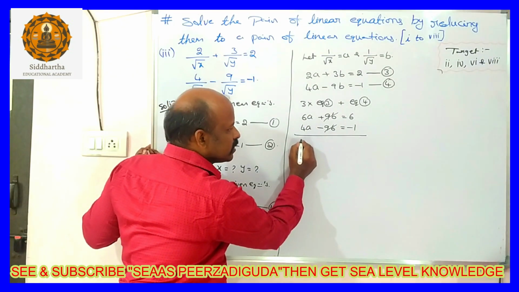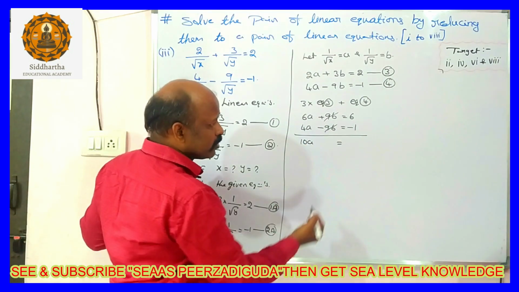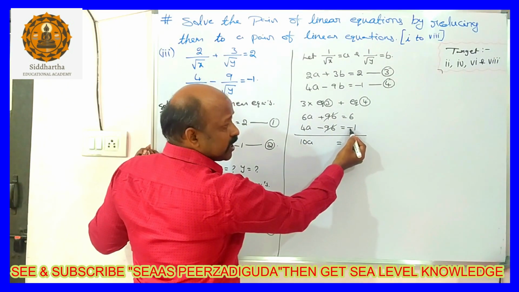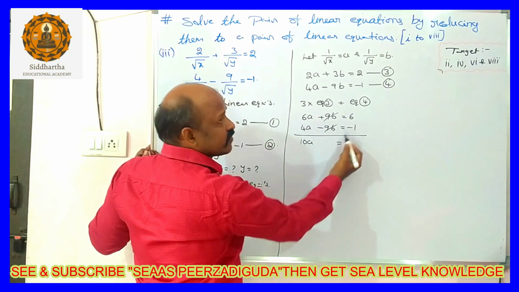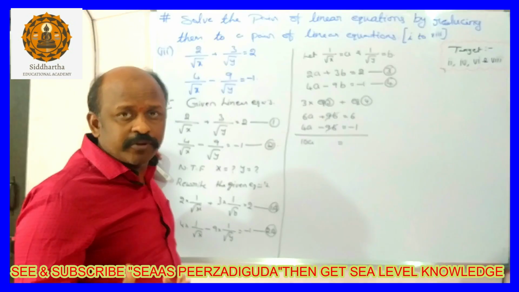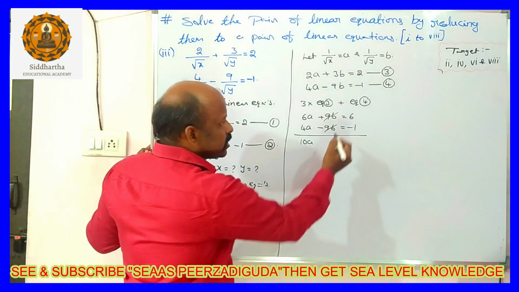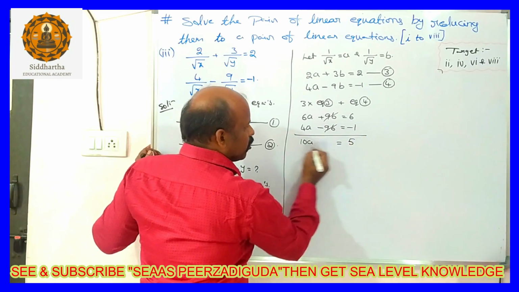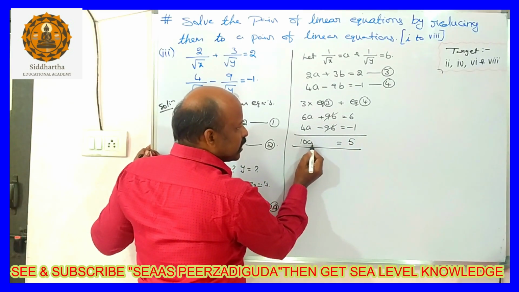6a plus 4a means 10a is equal to 6 minus 1. Here minus 1 is there, plus 6 to minus 1. Plus and minus means what should we do? We have to do subtraction. 6 minus 1, 5 we got. So the value of 10a is equal to 5.